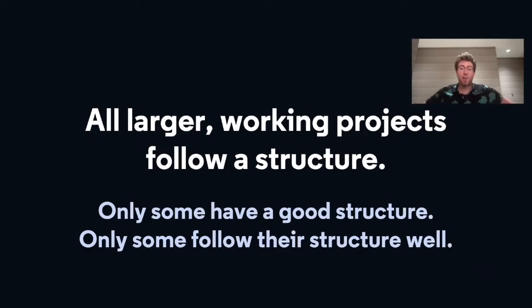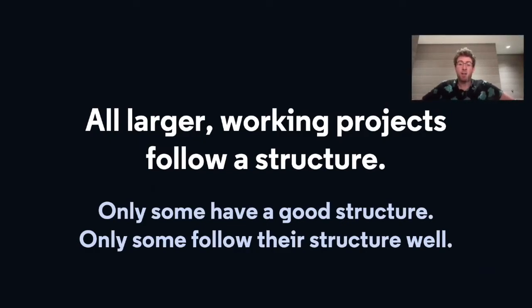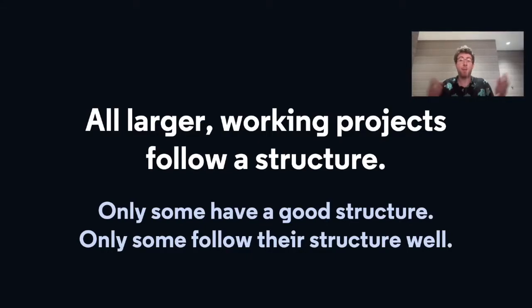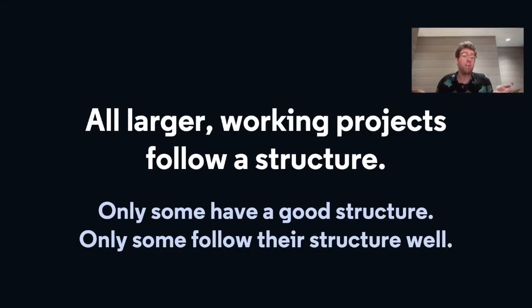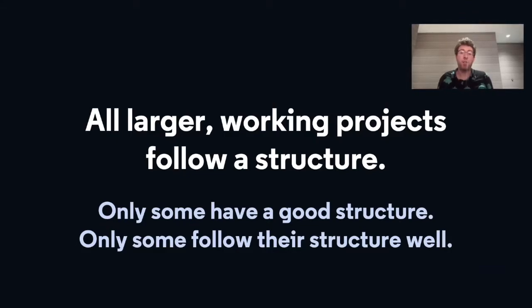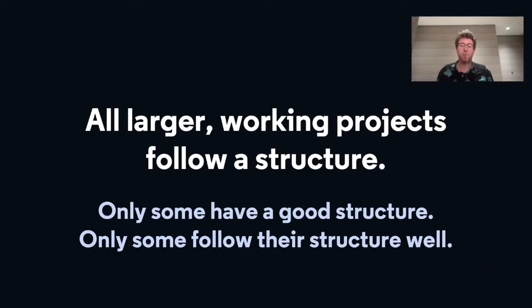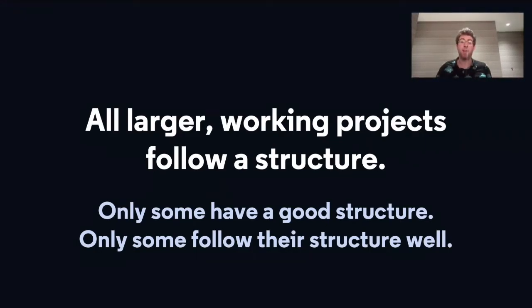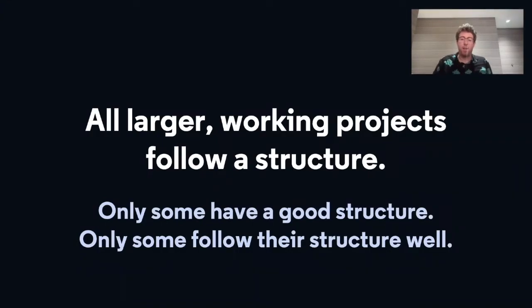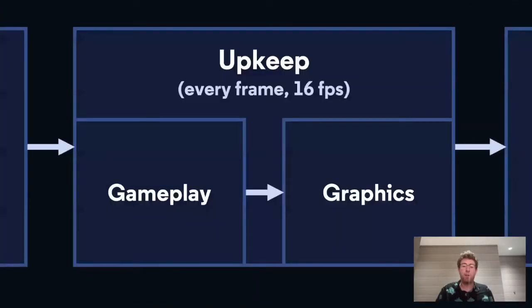But there were some truths that came out of the project for me. One was that even though the project structure might not be good, or it might not be followed particularly well, if a project is large and generally works, there's some structure at play, some logical cohesion to the way it manipulates data and state. In the case of Full Screen Mario, I ended up splitting into two major phases of logic, gameplay and graphics. And these would be run on the upkeep or tick, which happens every game frame, and at 16 FPS or frames per second, that's 16 of these per second.